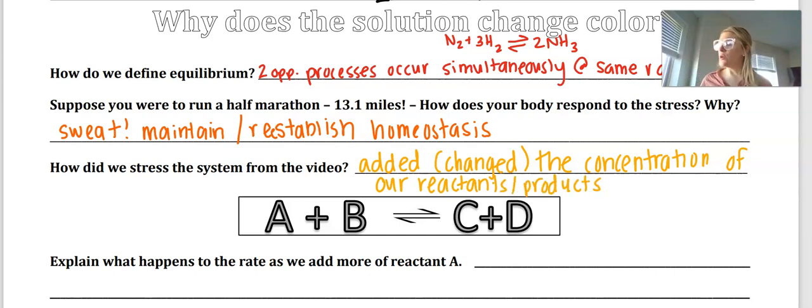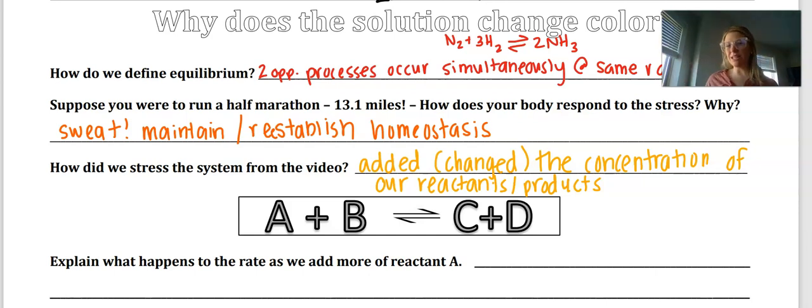Okay, so let's think about this chemical equilibrium that I've provided for you on this sheet. We have the reaction between A and B, and when A and B collide, they create C and D. Now, C and D also, right, it's in equilibrium, so C and D are also colliding to form A and B. So what's going to happen if we add additional A?